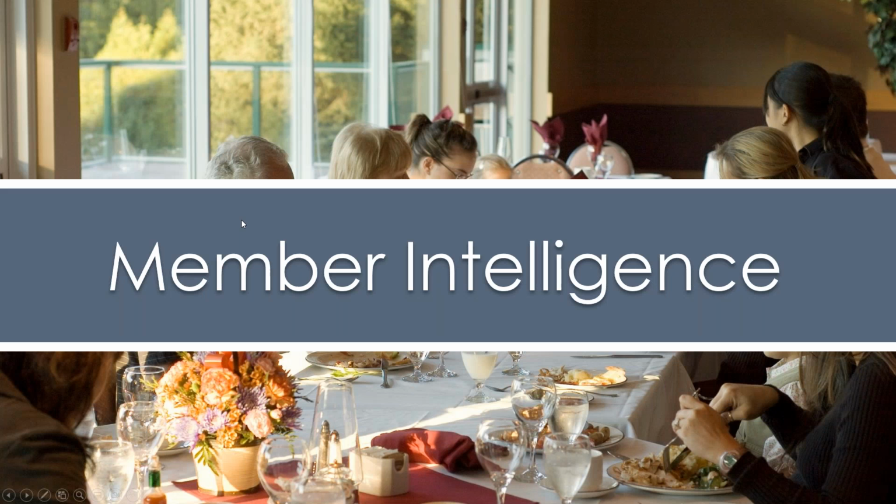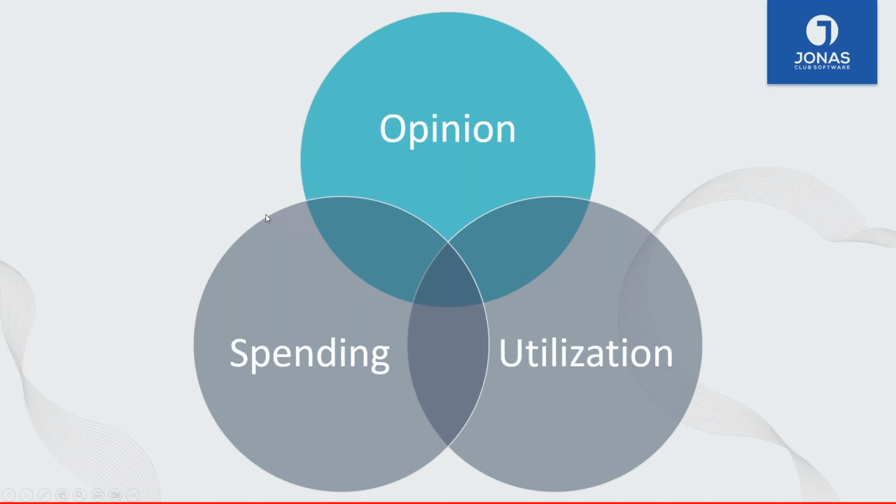So why does this matter? Well, we believe that member intelligence is really important to finding out how healthy your club membership is, and surveying your members is one piece of that puzzle. The member intelligence that we talk about is broken into 3 categories. It's the opinion of your members, and that's where our surveys come in. It's the spending habits of your members. Are they using their discretionary spending? Are they using their full monthly minimums? Are they coming into the club and spending that money at the pro shop? And then also your members' utilization of their club.